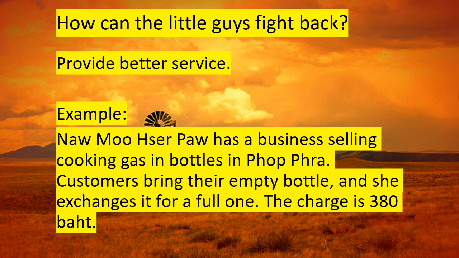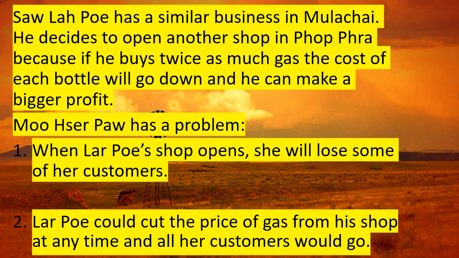Okay, so the big guys have an advantage. They can do things cheaper. How can the little guys fight back? The biggest thing they can do is provide better service. So, Noah Musapur has a business selling cooking gas in bottles in Popra. Customers bring their empty bottle and she exchanges it for a full one. The charge is 380 baht. Solapo has a similar business in Murujai. He decides to open another shop in Popra because if he buys twice as much gas, the cost of each bottle will go down and he can make bigger profit.